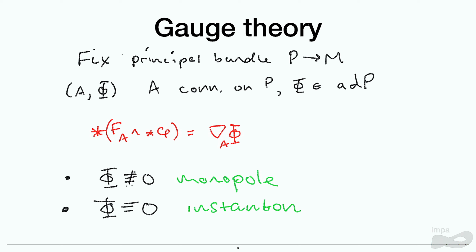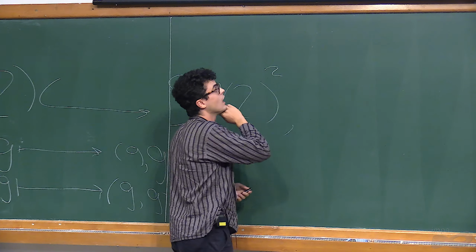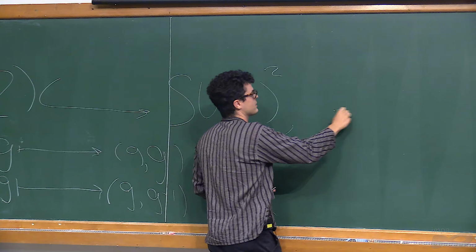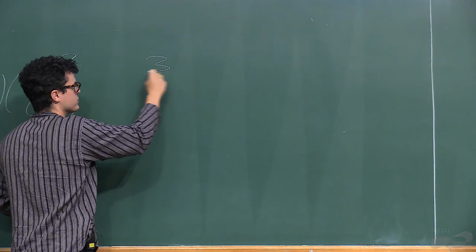I want to distinguish two cases. One is when phi vanishes identically, and that's the degenerate case, which I'm going to refer to as an instanton. And when phi is not identically 0, I'm going to refer to that as a monopole. It should be noticed, if you haven't seen what this is modeling in 3 and 4 dimensions, the monopole is modeling the 3-dimensional equation.